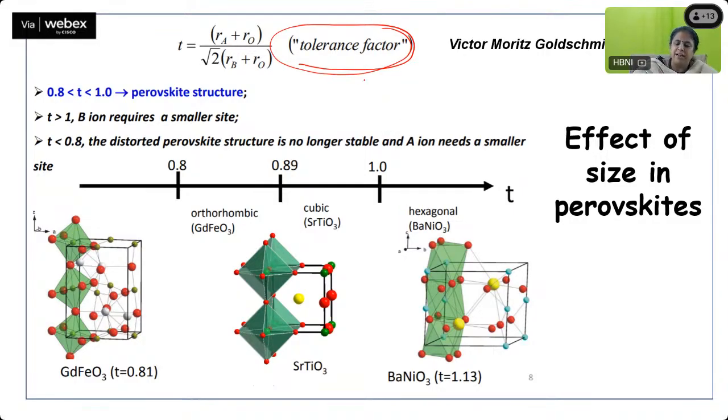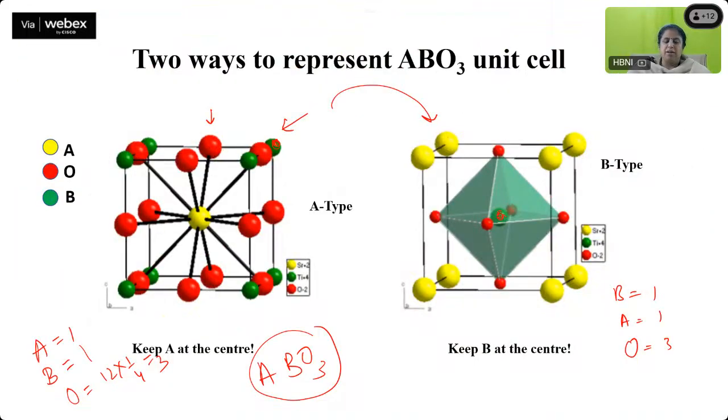This ratio is defined as Ra plus Ro, because now we are not talking about only one cation. We have two cations, A and B. That, divided by root 2 of Rb plus Ro. This is called the tolerance factor. Now, when this tolerance factor is 1, that is, root 2 of Rb plus Ro is equal to Ra plus Ro, you will get a cubic perovskite structure, which is this.